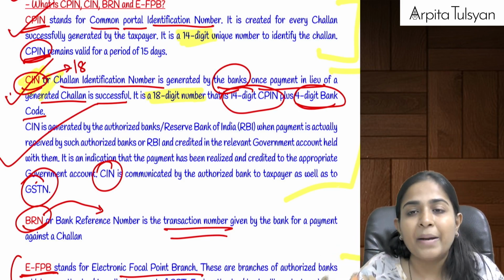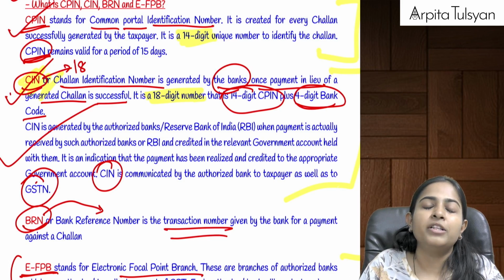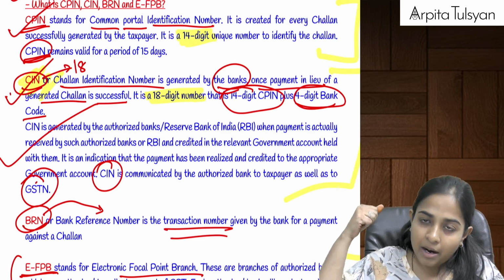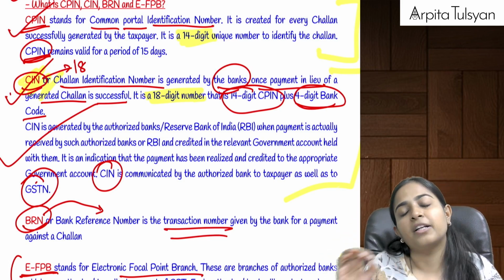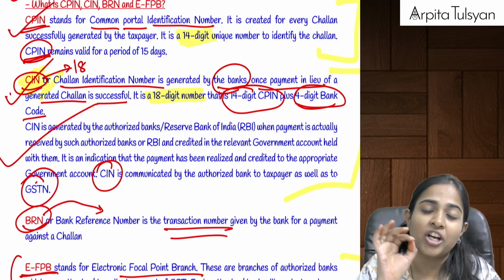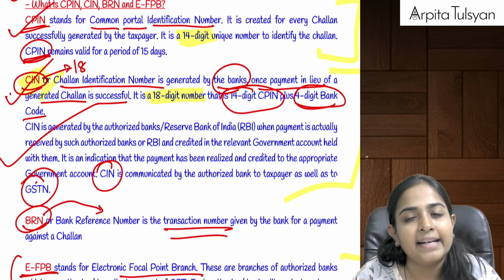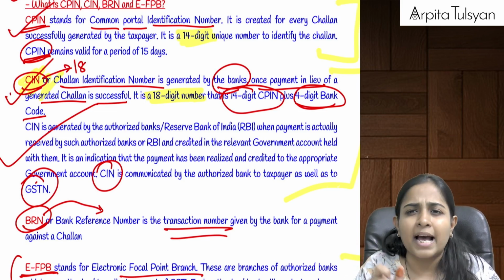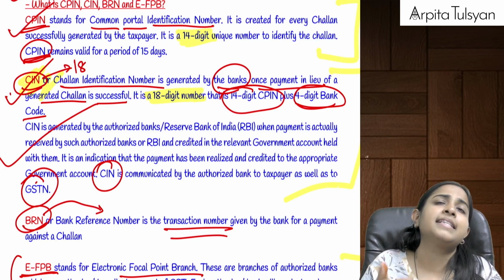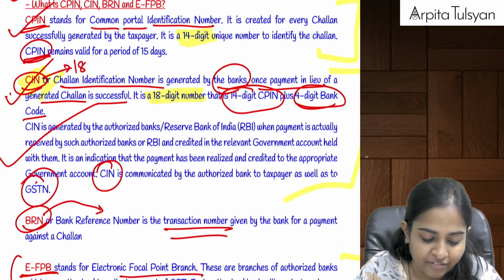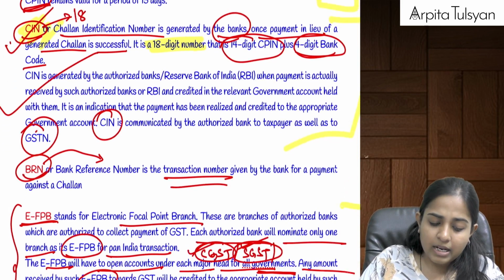Once you do the payment of that particular challan, and the payment is successfully done, after that there will be a number called the challan identification number that will be generated, which is going to be an 18-digit number. That just proves as the challan number, or that is just an acknowledgement number that yes, we have received your payment. Are you clear with this?